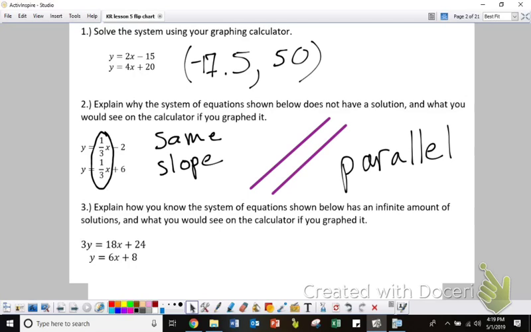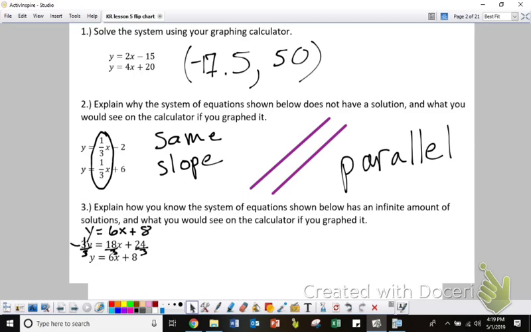Okay. Number 3, explain how you know the system of equations shown below has an infinite amount of solutions and what you would see on the calculator if you graphed it. So again, if you went ahead and graphed this, you'd be able to graph that bottom one on your graphing calculator, no problem. However, you would need to do something first in order to graph the top one. I would have to divide everything by 3 to get that y by itself. And when you do that, those 3's would cancel out, and I'd have y is equal to 18 divided by 3 is 6, and 24 divided by 3 is 8.